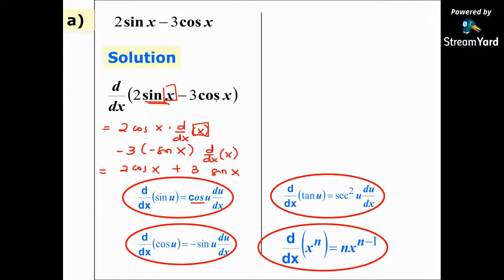So negative 3, differentiating cos, we are going to get negative sine, differentiating whatever function we have at the back. So differentiating x, it will simply become 1. So that is how we end up with 2 cos x, negative 3, negative sine x. So it will become positive 3 sine of x.